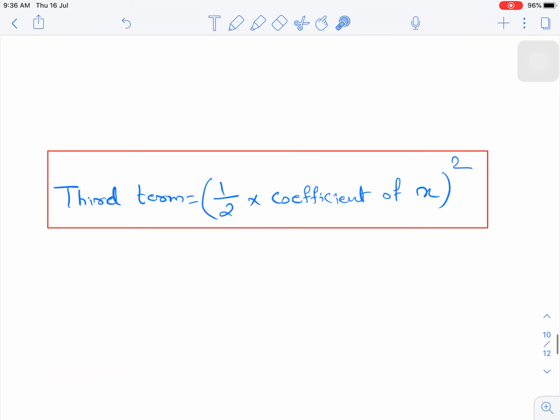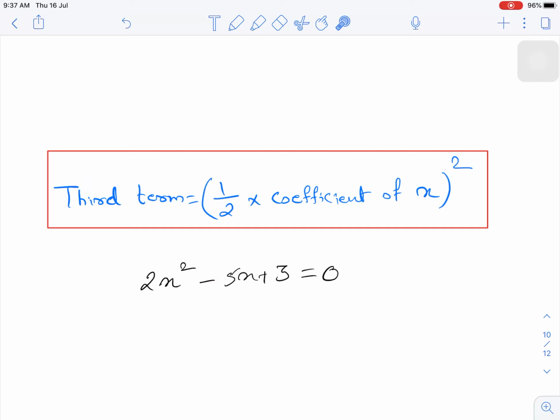Let us look at that formula. Third term is equal to 1 upon 2, that is half, into coefficient of x, bracket square. Now coefficient of x means, for example, if you have an example like 2x square minus 5x plus 3 equals to 0, we have to find the coefficient of x. So the coefficient of x is minus 5. Remember this thing.